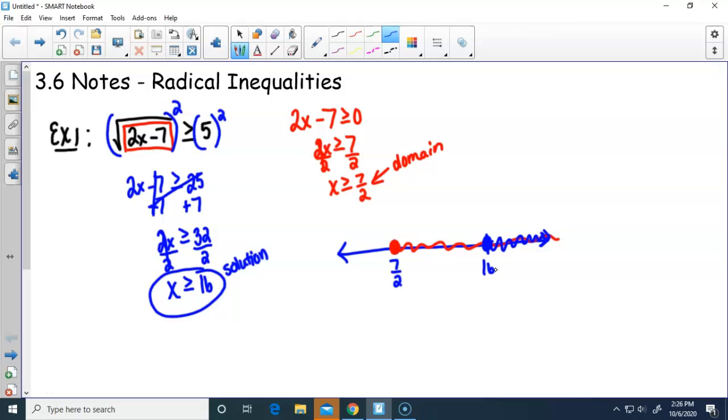And so your answer is the places where these overlap. Well, in this particular case, for a number to be greater than or equal to 16, it has to be greater than or equal to 7/2. So these are just going to overlap up here, and we know that our answer is just x is greater than or equal to 16. So that is our final answer for this problem. However, we're going to see in the next problem that is not always the case. So let's do another problem here.